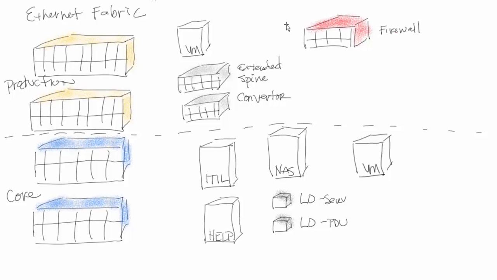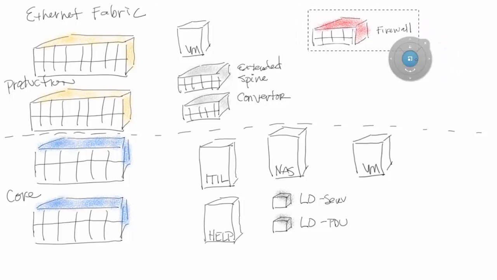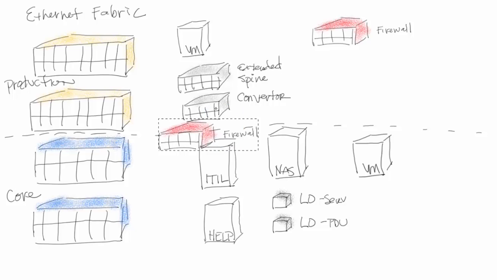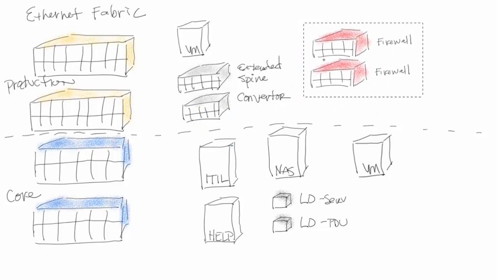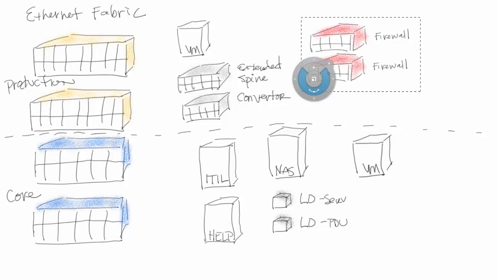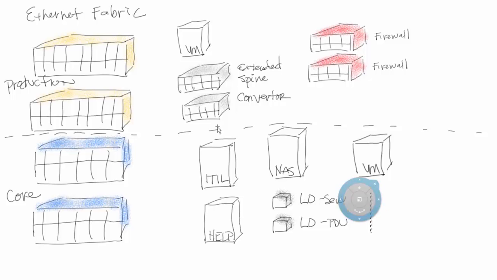And then, of course, you have firewalls. So your firewall is going to have to connect and protect your production as well as your core environments. So you're going to have those switch ports that you're going to need to calculate for. So you have to make sure that you understand what those ports are and how they connect in the environment. Let's see if we have anything else.